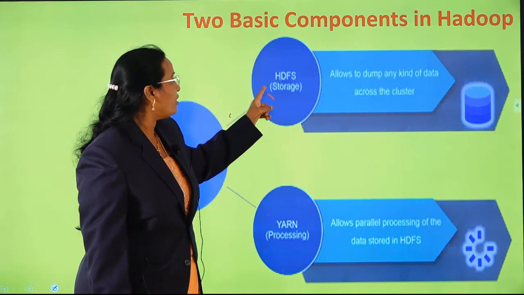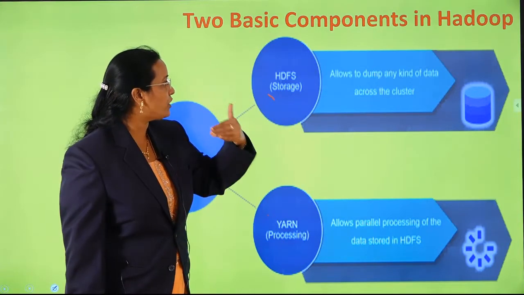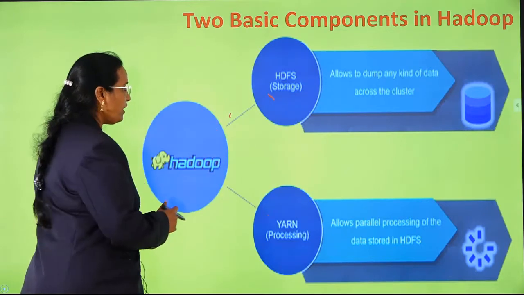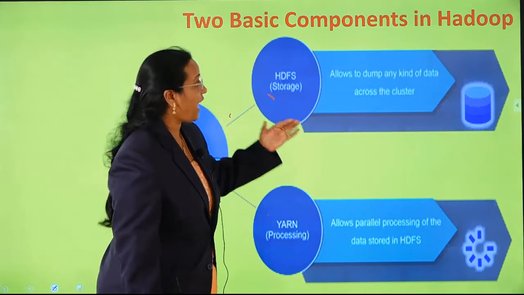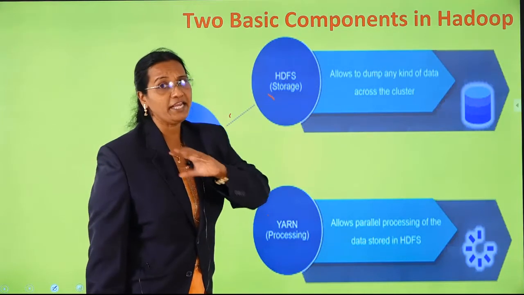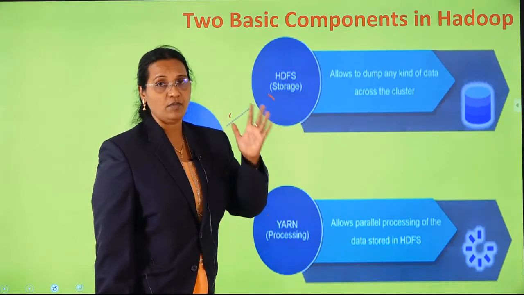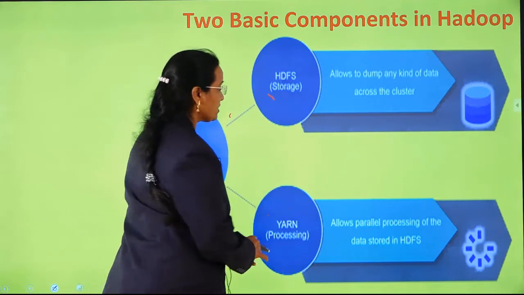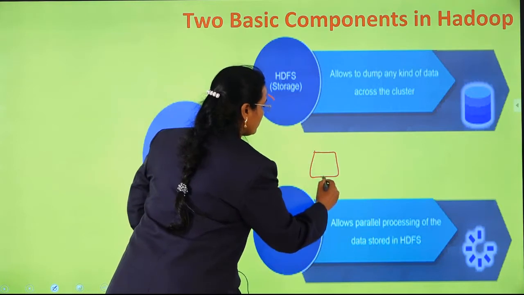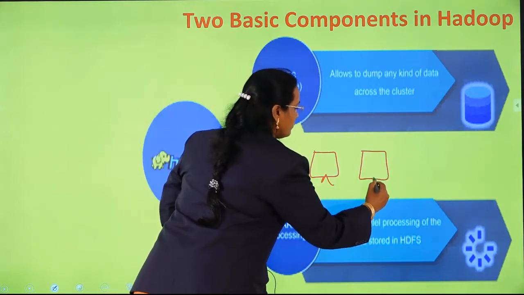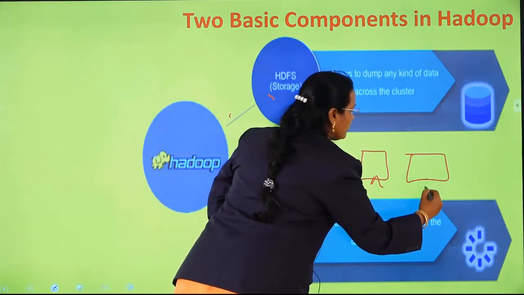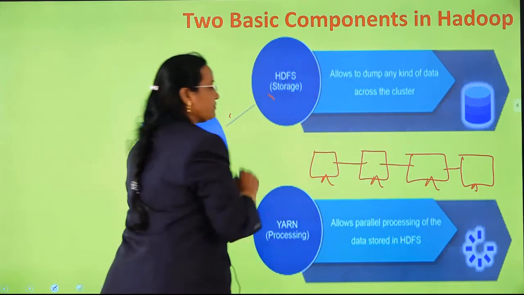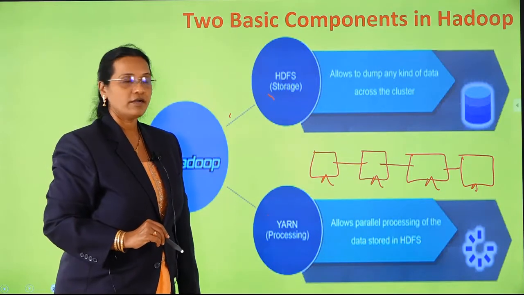So Hadoop Distributed File System allows you to dump any kind of data across the cluster. Again I repeat, HDFS allows you to dump any kind of data, maybe structured data, unstructured data or semi-structured data across the cluster. What is a cluster here? This is your cluster. So you can store your data at any location.